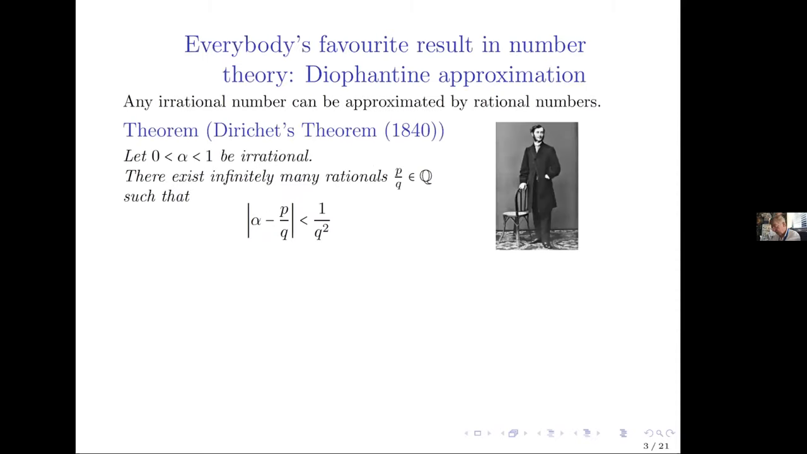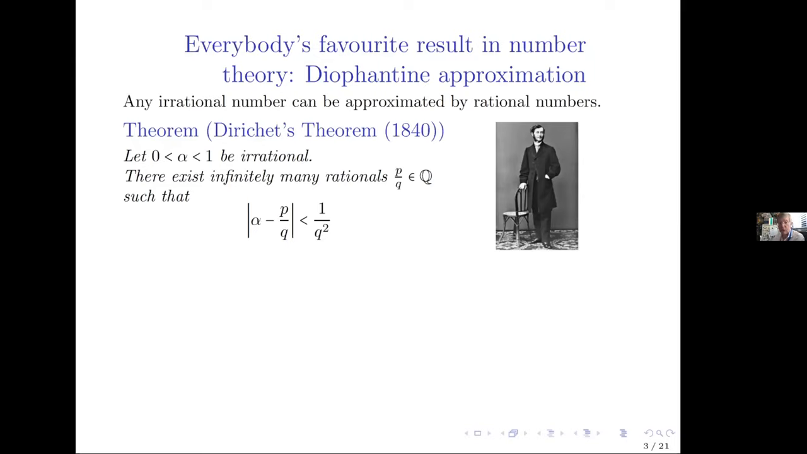Okay, so let me do the number theory bit first. And so despite the scary reference to number theory, the number theory is very easy. And perhaps everybody's, at least my favorite, result in number theory is just Diophantine approximation. So if you're given any irrational number, which I'll denote by alpha, and for the moment I'll just assume alpha is between 0 and 1, then of course you can get rationals p over q such that the difference between alpha and the rational is smaller than 1 over the denominator squared.